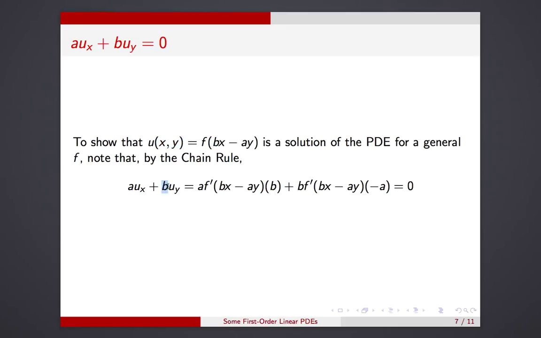Then we have to add b u_y, and the chain rule says, to deal with u_y, you again take f prime, so prime the outside, leave the inside alone, and now multiply by the derivative of the inside with respect to y this time, which is negative a. And so notice, you've got an ab f prime and a negative ab f prime. So those go away, and you get 0. So anything that looks like this is a solution of the original PDE by the chain rule.